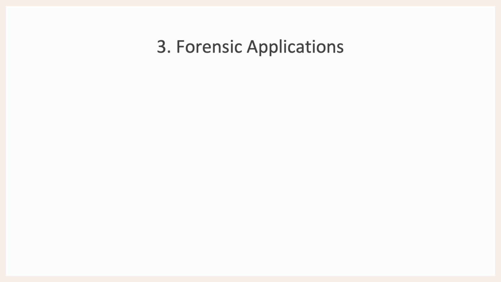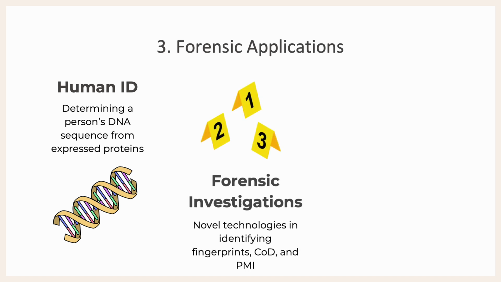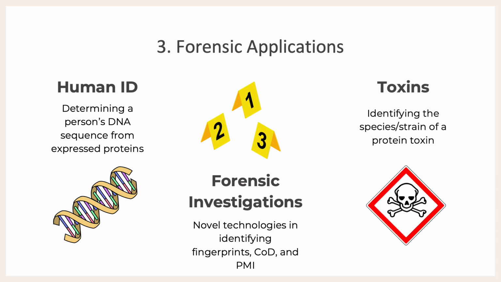As many applications to forensics as proteomics has, I do want to focus on 3 specific ones for this lecture, mainly the ones that I find the most interesting. Number 1, human identification. So we're determining a person's DNA sequence from expressed proteins. Recall, this is why I brought up the central dogma in the first part. We have proteins, and we're going to reverse engineer them to determine a DNA sequence. Kind of cool. Number 2 is forensic investigations. There's, I think, 3 or 4 subsections under this one, which are fingerprints, cause of death, and postmortem interval. And finally, protein toxins, because who doesn't love a little protein toxin action, right?